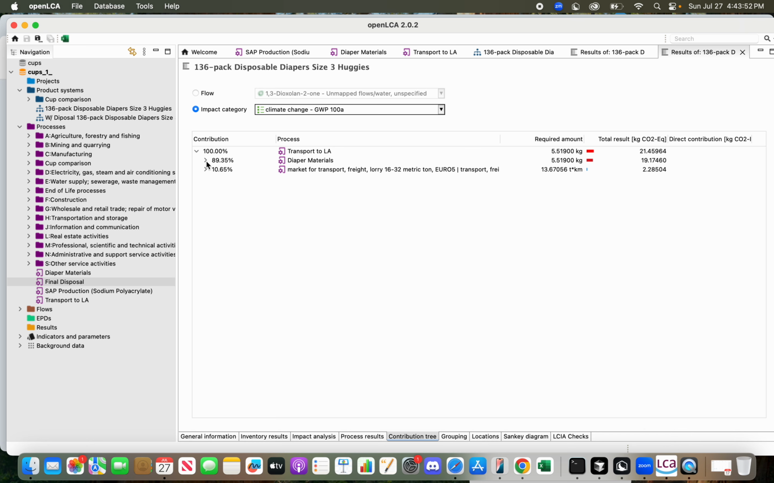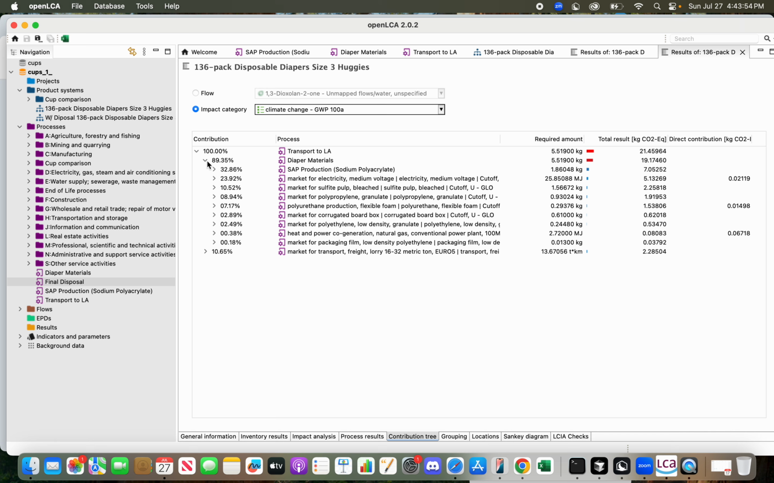So if we open this up, we can see the breakdown. So it looks like around 33% comes from the production of the SAP, another 23% from the manufacturing process, the electricity required for that, another 10% from the wood pulp, and then finally another like 10% here for the final transport or delivery to the consumer. And then here's all the different carbon footprints for each step or material. Now going into the comparison.